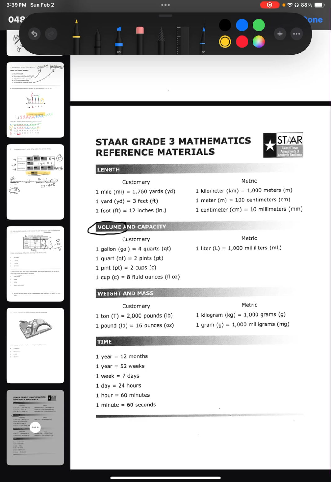So we use gallons, quarts, pints, cups, fluid ounces. Those are the customary measurements that we use here in the US. The metric system, liters, milliliters, those are the only units that we're using to measure volume. So let's look back at our answer choices and mark out what is not listed under volume.